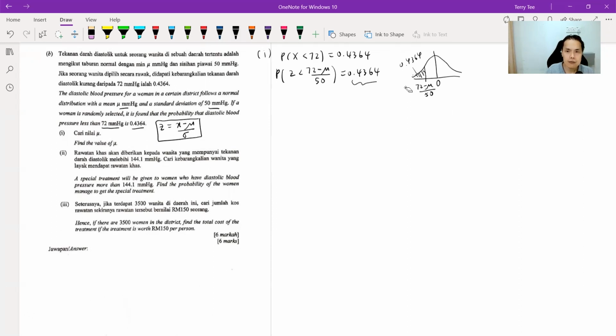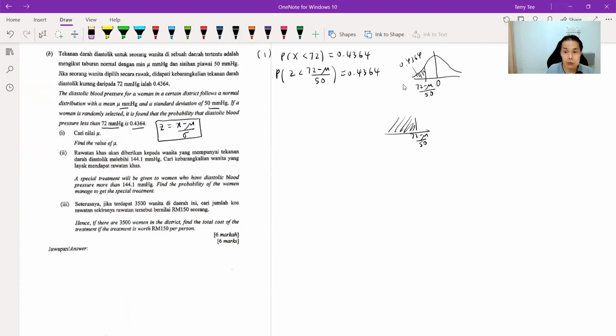For example, if your sign is greater than, then you need to draw on the right, because the diagram looks like this and your 72 minus mu over 50 is now on the right. If your probability, for example, instead of 0.43, is 0.63, then this is on the right. However, the area is now on the left, right? So remember, when you solve a question like this, you need to do a rough sketch.